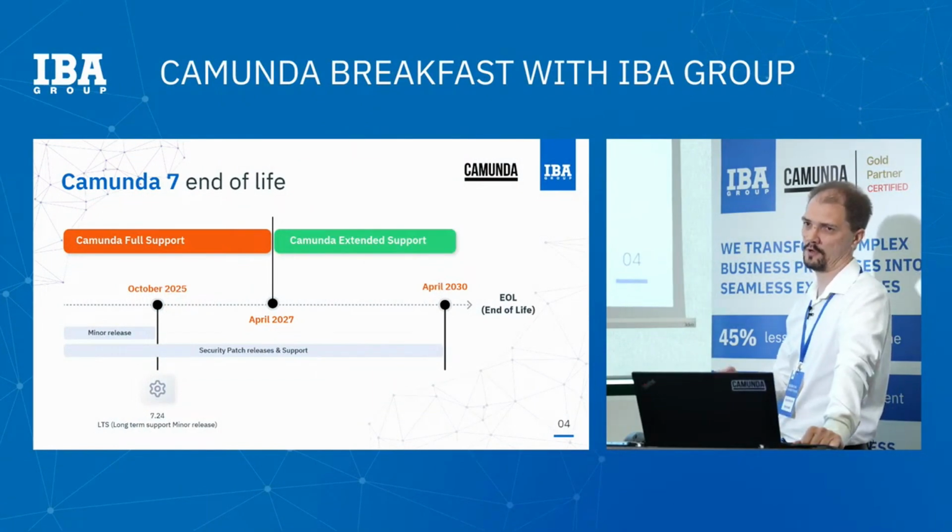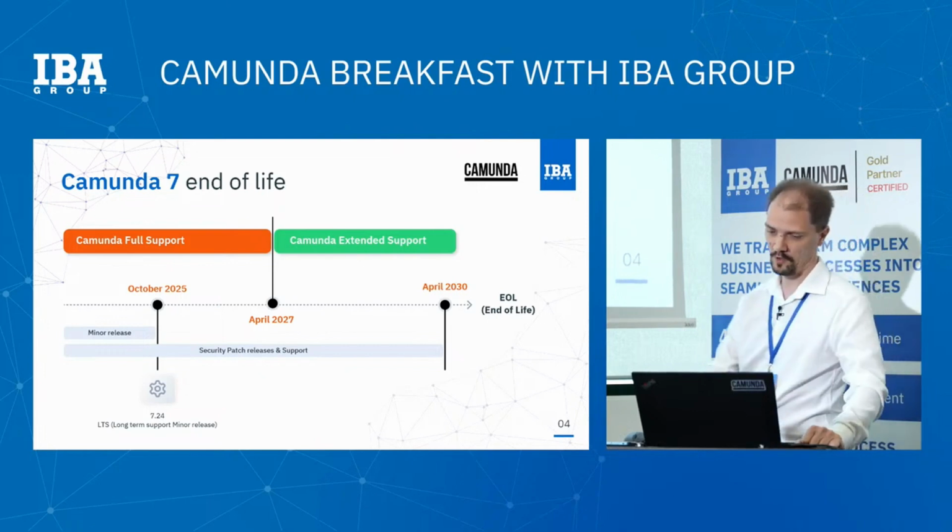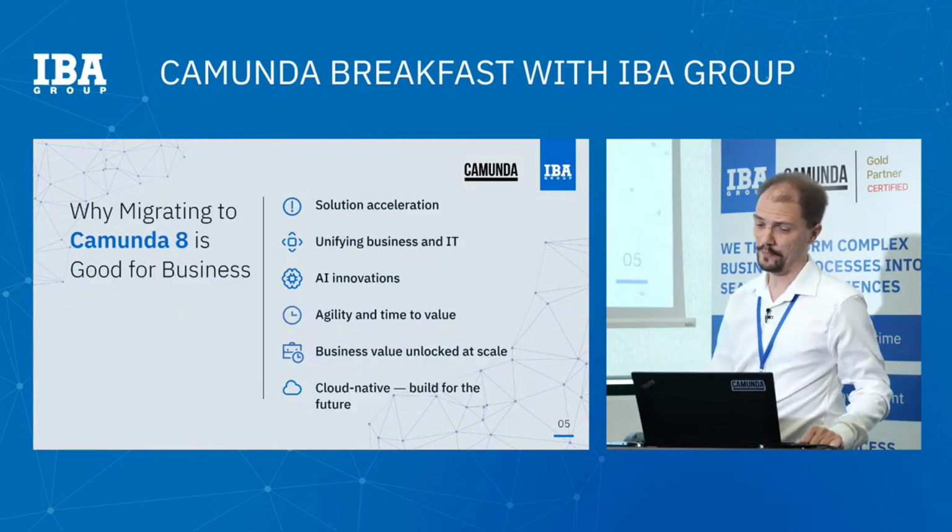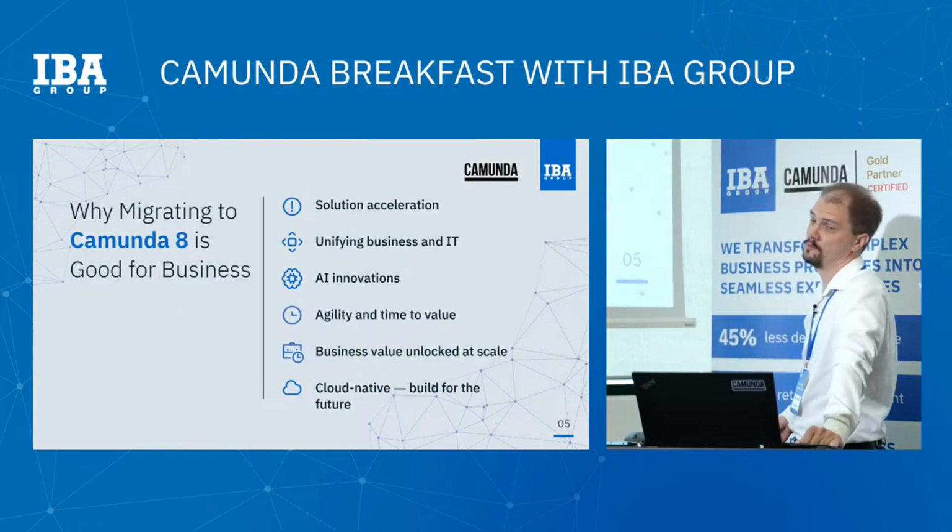And only for some enterprise customers, it will be possible to extend the support until April 2030. And after April 2030, it will be full end of life, no support, no patches for Camunda 7 in general. That is why there is an interesting question: what needs to be done?